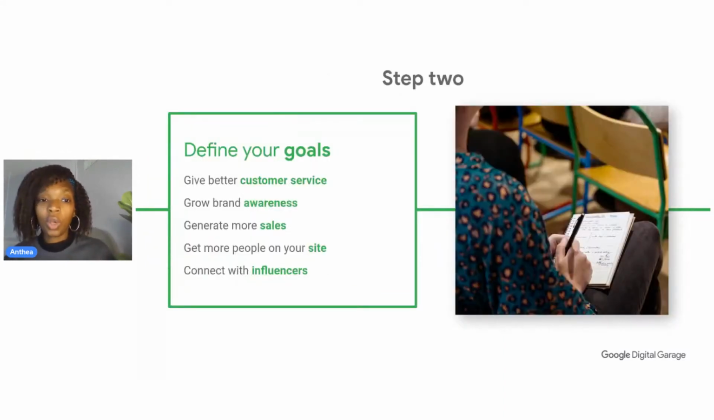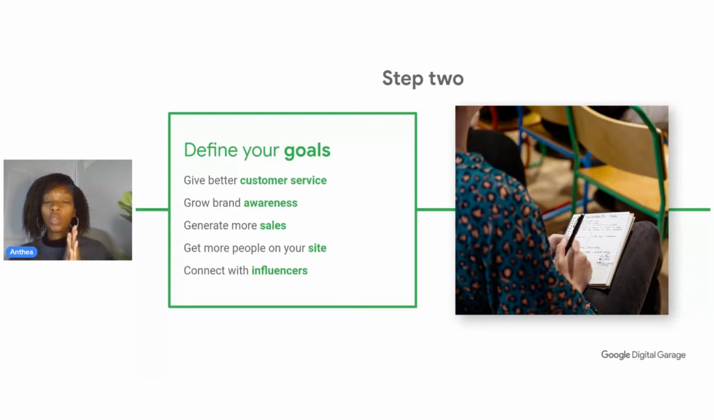Second, define your goals. So how do you translate your business goals into social goals? You might think, this is what I want to do in my business, but how does social media help you do that? Think about how you're going to use your channels as a tool to grow brand awareness, to give better customer service, to generate more sales, get more people on your site, or connect with influencers. So maybe you're using social media as a way to build rapport, to network, or to find brand advocates.